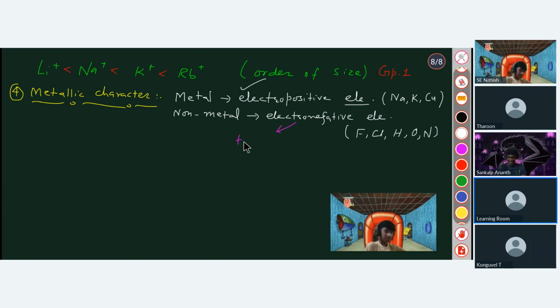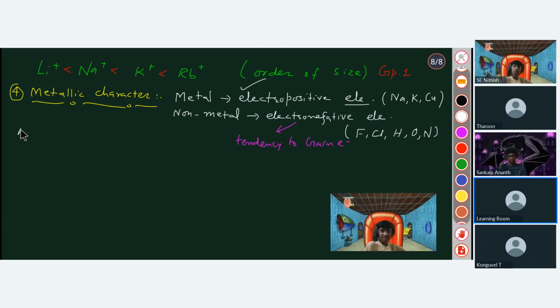Electronegative means tendency to gain electron, right? And what do you mean by electropositive? It's a tendency to lose electron. Exactly. Okay, then tell me the variation. What will be the variation shown by this metallic character?